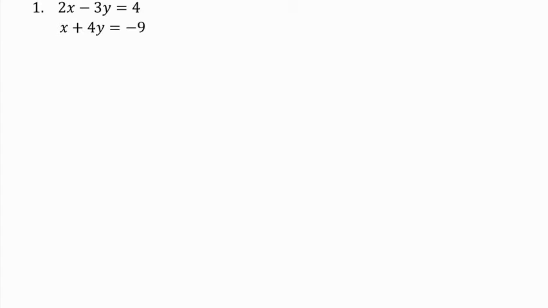Well, what about this equation? How are we going to do this? I'll show you. Okay, now on this one, there's no number in front of the x. So that's our smart choice. That's the one I should solve for. Okay, so step 1, I'm going to take that equation, x plus 4y equals negative 9. I'm going to show you.